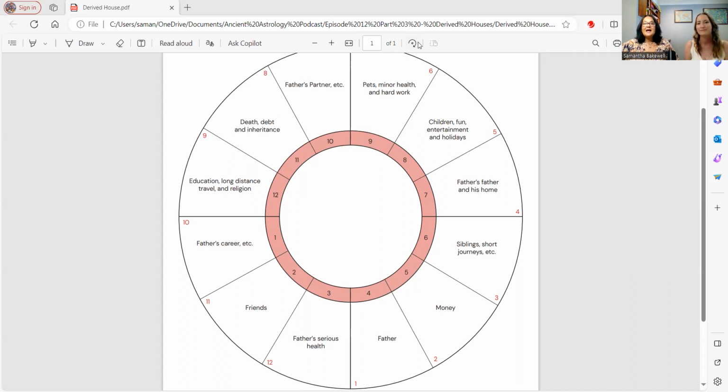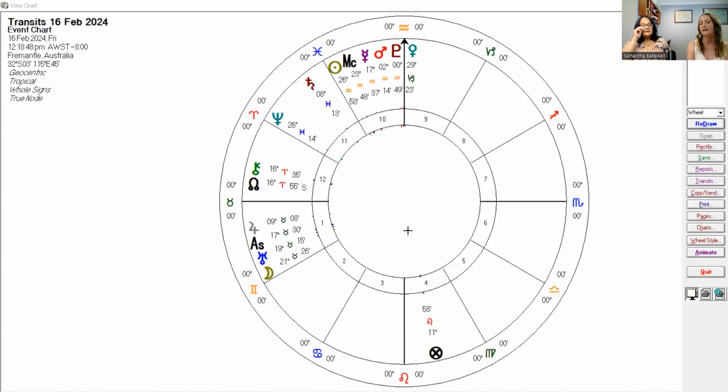That's right. And so that's how you start your prediction. Let's just go to another chart, so we can see the transits actually. And I guess it's helpful as well, isn't it? Like if someone wants to know about their sick mother or something, you can find it without having to know that information about their mum.